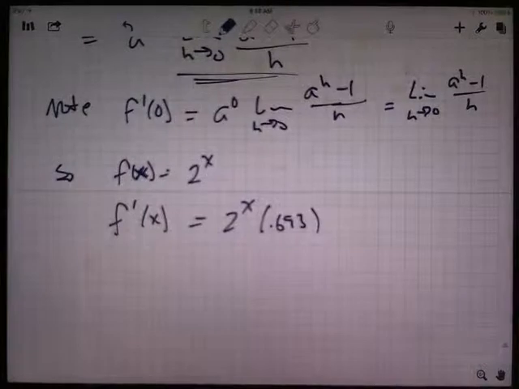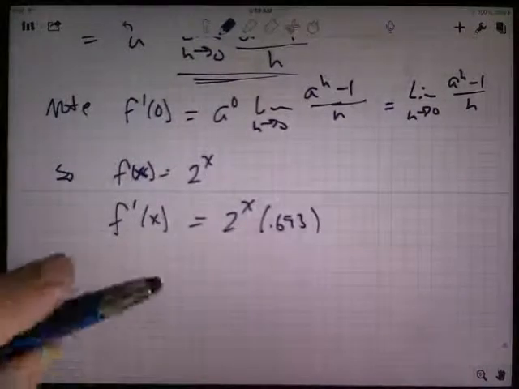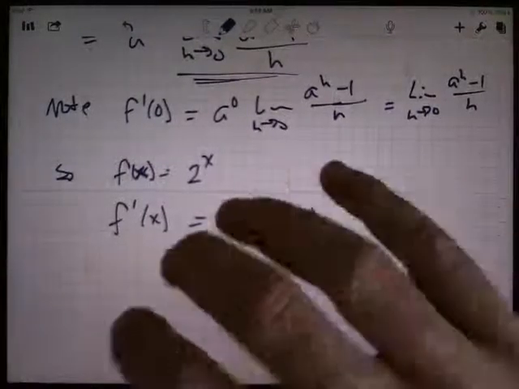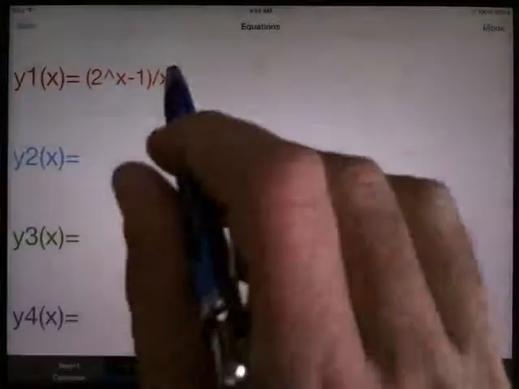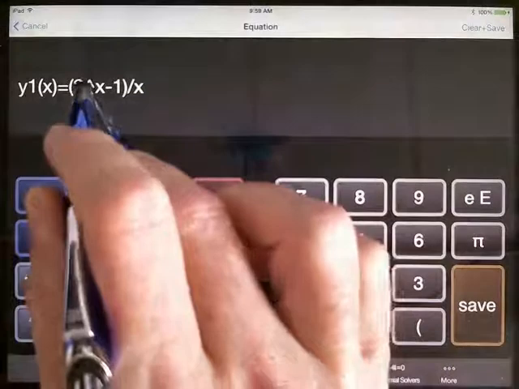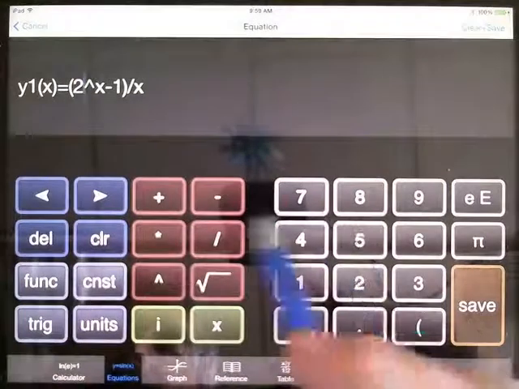But take a look at some other ones. What if I did 3 to the x instead? So let's go back over here and change this function from a 2 to a 3.